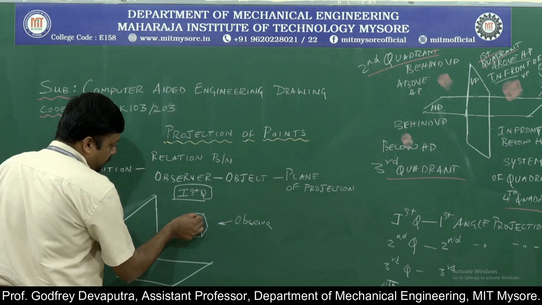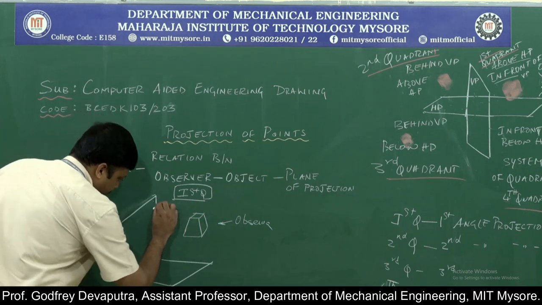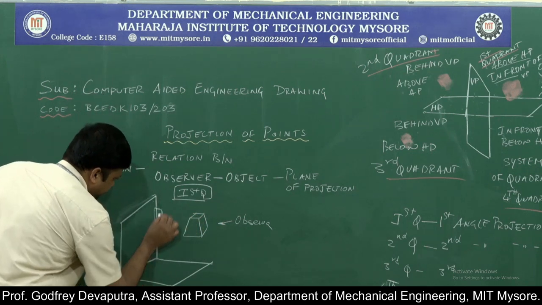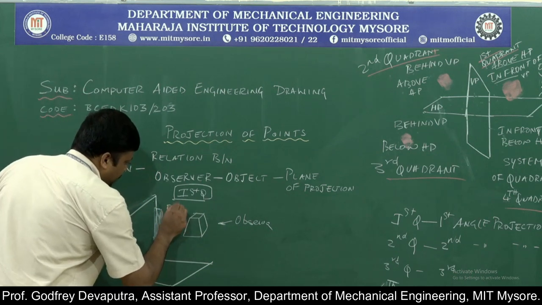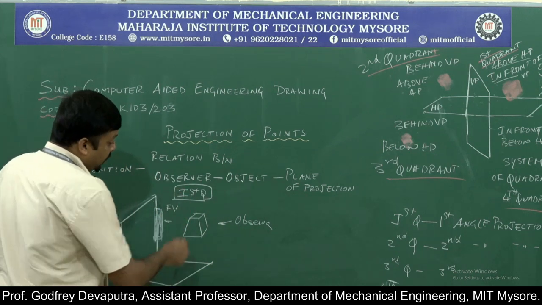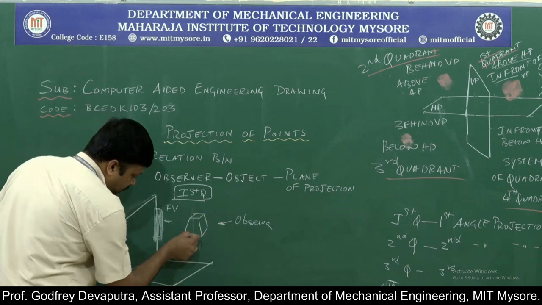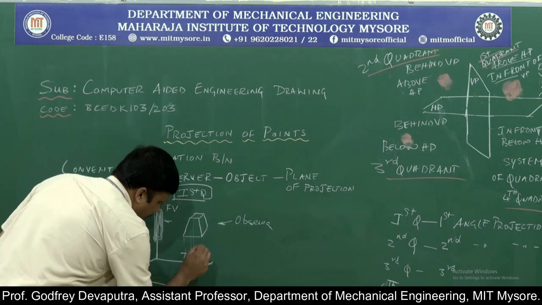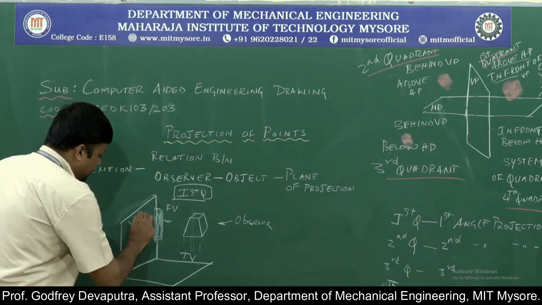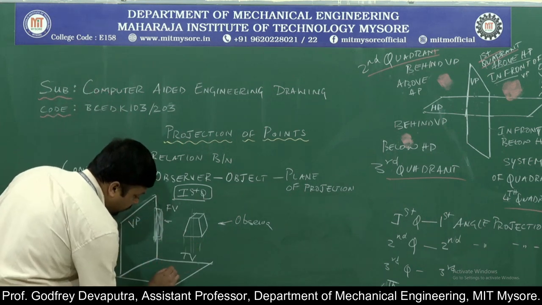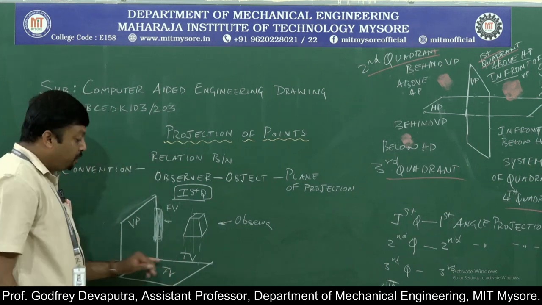Okay, he looks at the object orthographically and captures the picture somewhere here. This view obviously is called as the front view. He looks at the object from the top and this is called as the top view. So on the vertical plane you have the front view and on the horizontal plane you have the top view.